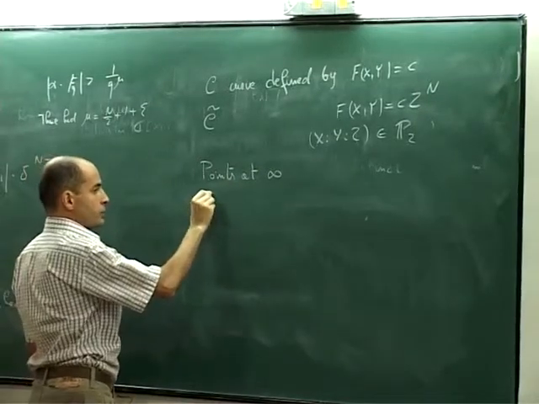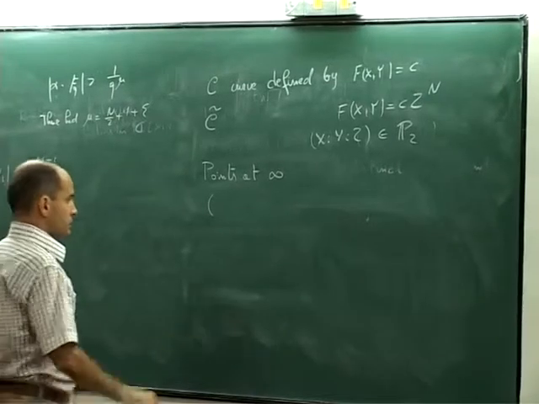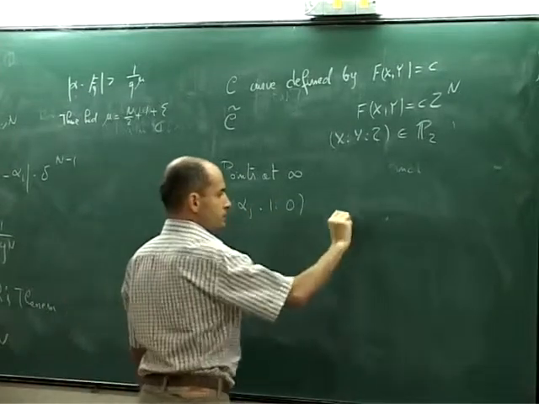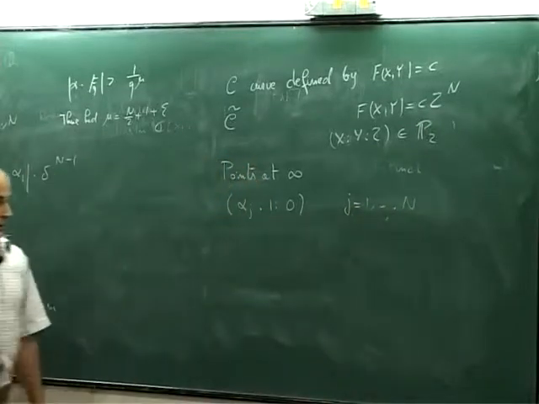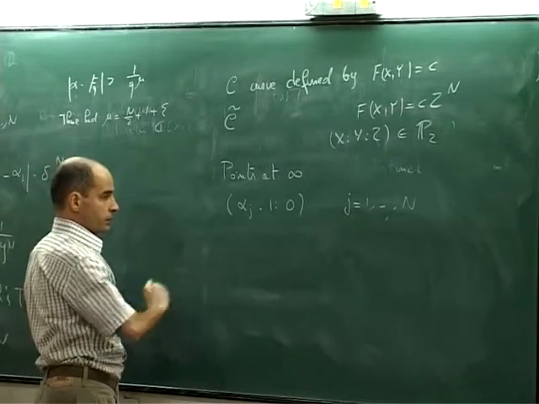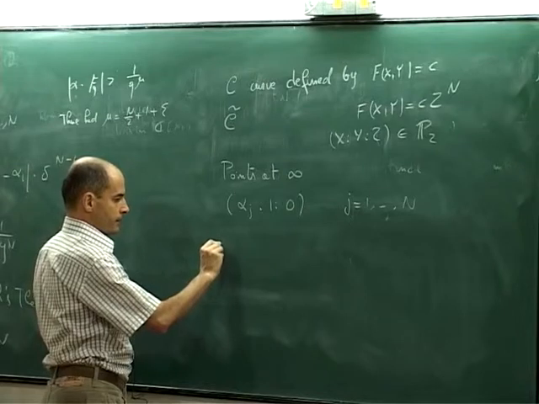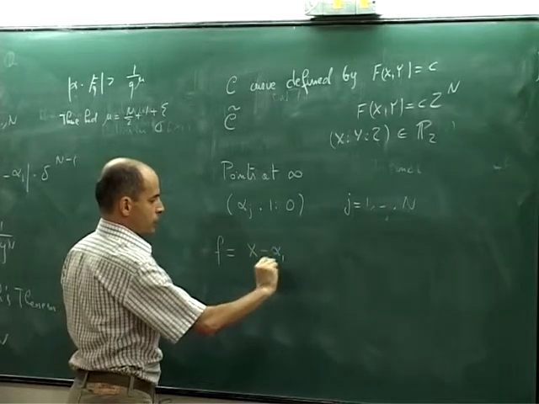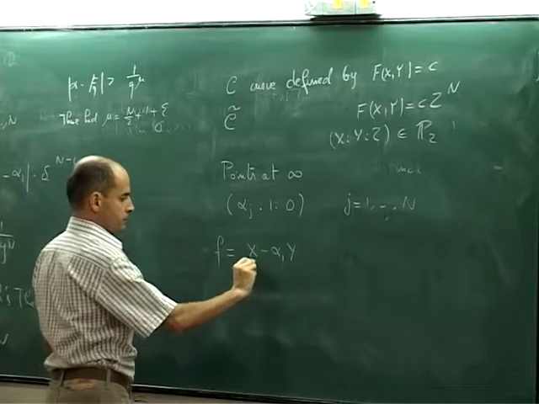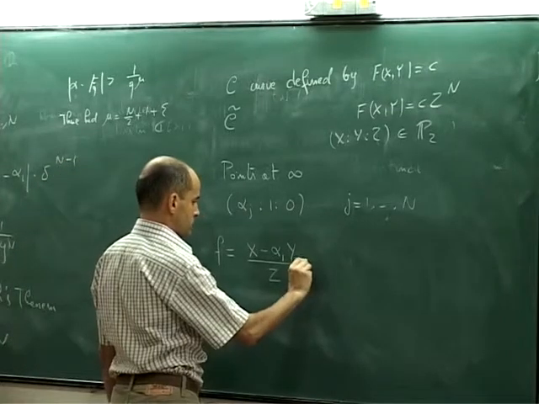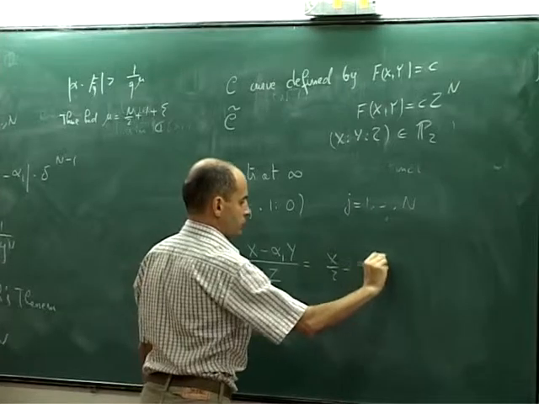are points of the form alpha j, 1, 0, where f(x,y) is the product of x minus alpha j y for j from 1 to n. So there are capital N distinct points. And if I call f the function x over z minus alpha 1 y over z.